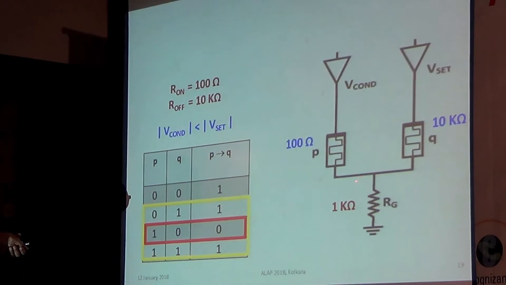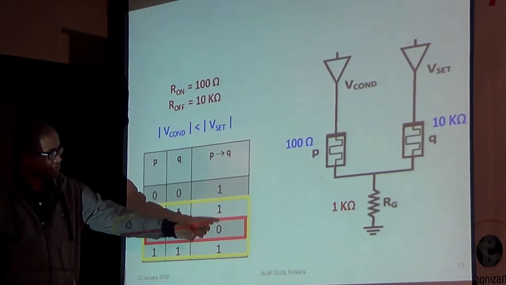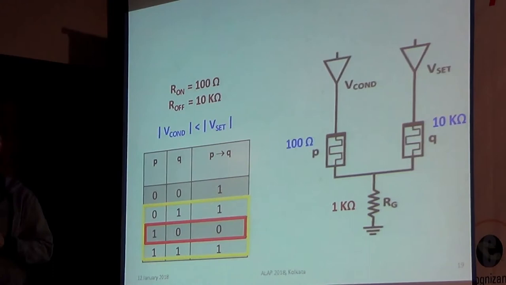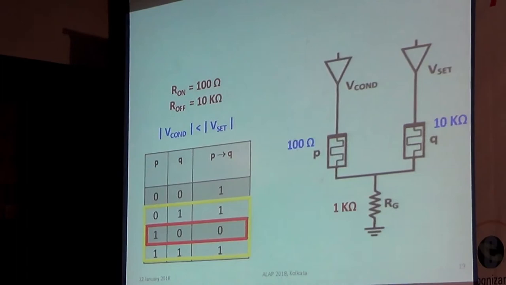So the voltage across Q will be Vset minus Vcond. That will not be sufficient to switch. So it was 0, it will remain 0. So similarly for the other two cases, you can verify, they will also be able to switch the states. So this is how a memristor implied gate works. Right? So I have shown you how a single implied gate works.